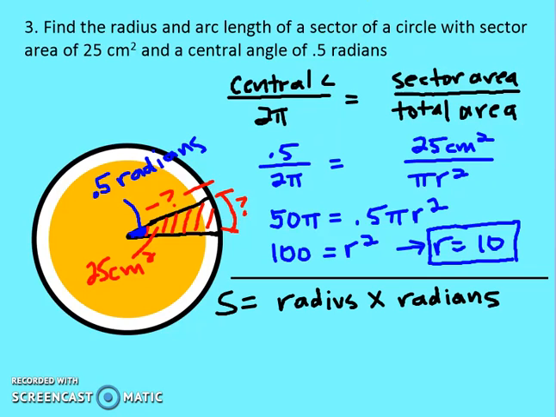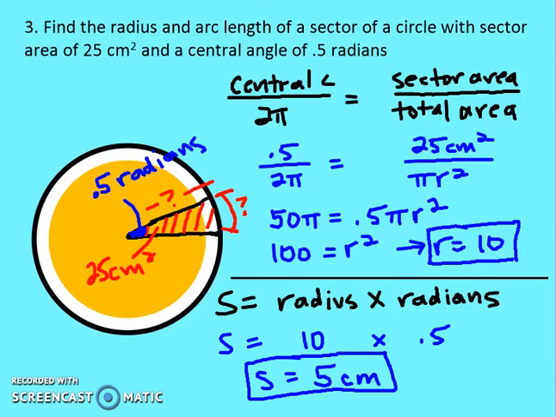Now we're going to use that information to solve for the arc length. The arc length, again, is equal to the radius times the radians. So we have a radius that we just discovered of 10, radians of 0.5, so the arc length is 5 centimeters.